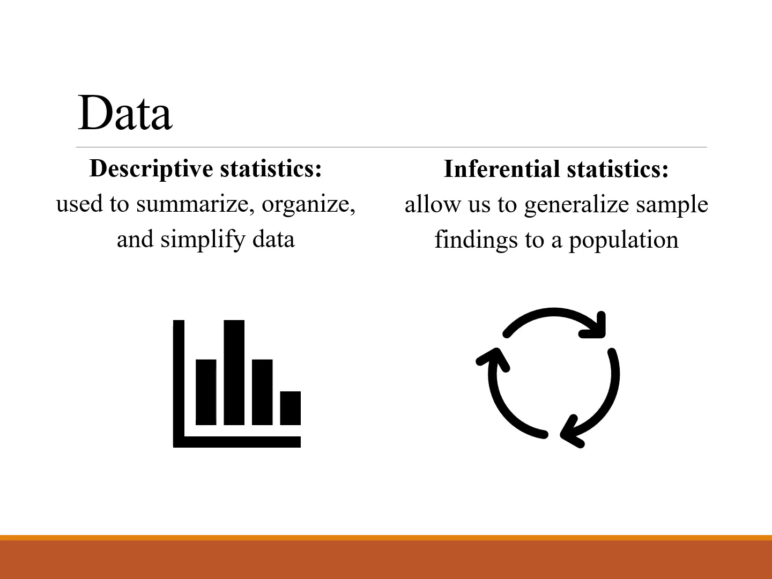There are two types of statistics we can run on our data, descriptive and inferential. Descriptive statistics are used to summarize, organize, and simplify data. Think about calculating averages or making a graph. Essentially, this helps us to describe the numbers we have. Inferential statistics allow us to generalize sample findings to a population. It allows us to complete that process we talked about earlier, in which we take a sample and infer something about a population.